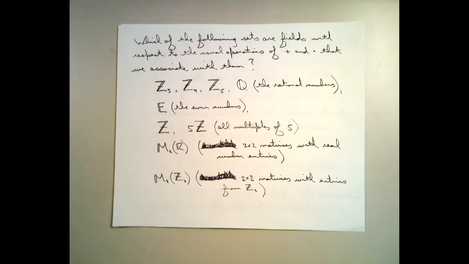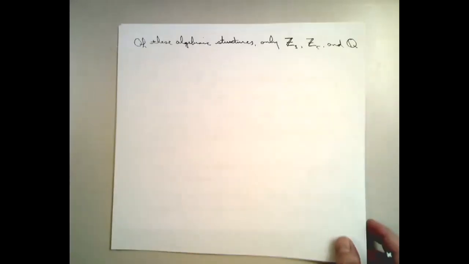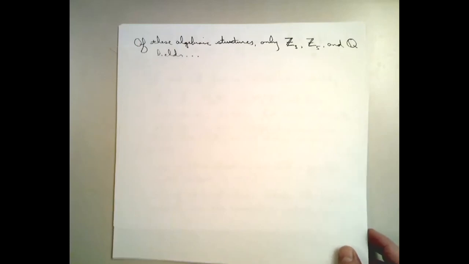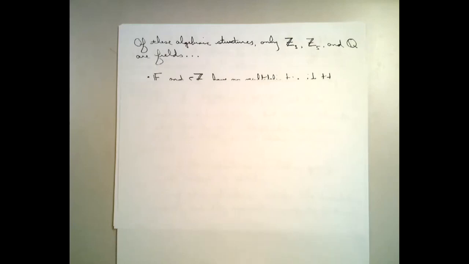Okay, so what did you decide? Well, it turns out that very few of these turn out to be fields. Actually, only a very small handful of them. Right? Of these algebraic structures, the only ones that are fields turn out to be Z3, Z5, and the rational numbers. What's wrong with the rest? What keeps the other ones from being fields?